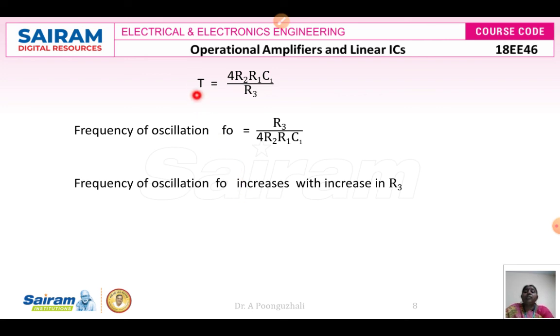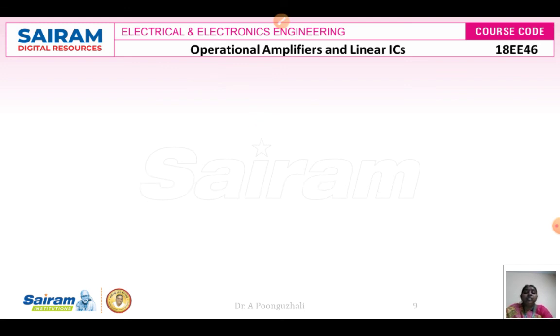So the frequency of oscillation is nothing but 1 by T. 1 by T is nothing but R3 by 4 R2 R1 C1. So the frequency of oscillation is going to increase with increase in your value of R3. Thank you.